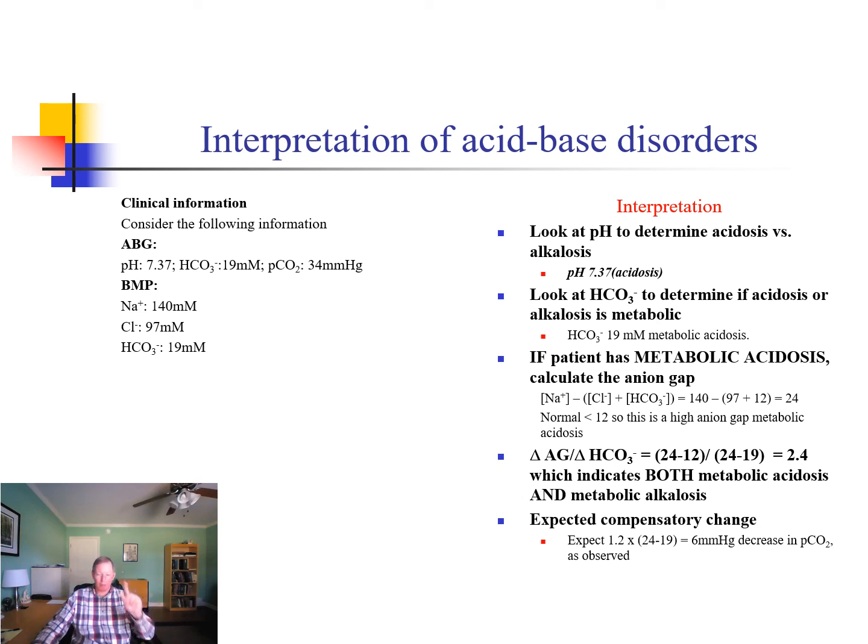Aha! Whenever I have a high anion gap metabolic acidosis, I calculate the delta anion gap over the delta bicarbonate. When I do that, I get a value of 2.4, which indicates I have both a high anion gap metabolic acidosis and a metabolic alkalosis. I then need to make sure that my expected compensatory change is there for CO2, and in fact it is. So this is a mixed high anion gap metabolic acidosis with a metabolic alkalosis.